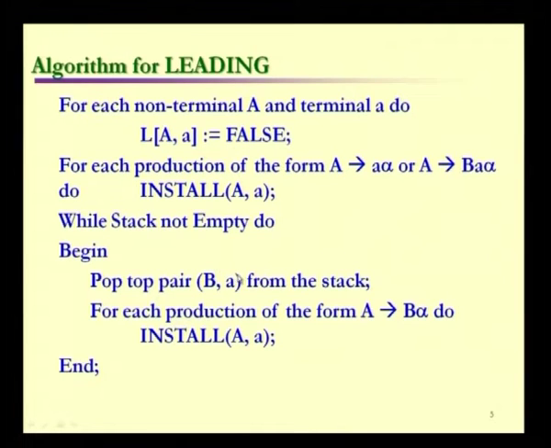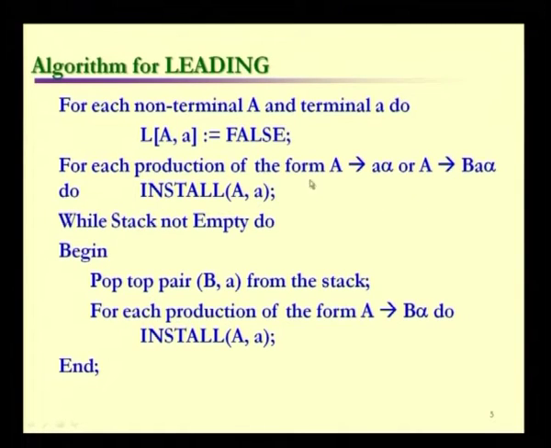So, we find what is the top entry in the stack. The top entry says that small a is the first terminal, or the leading symbol, for capital B. So, now we are looking for all productions where capital B is the first symbol on the right hand side. So, we are having A derives B alpha. Now we go for installing A followed by small a. So, this will once again install this particular entry into the stack, as well as make the entry for A comma A as true. So, this will ensure that all the leading terminals for a variable will be computed by this loop.